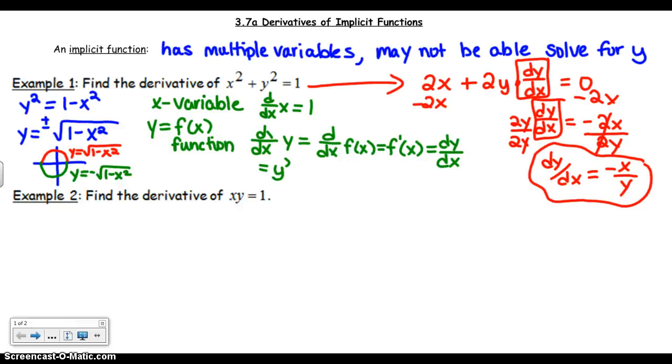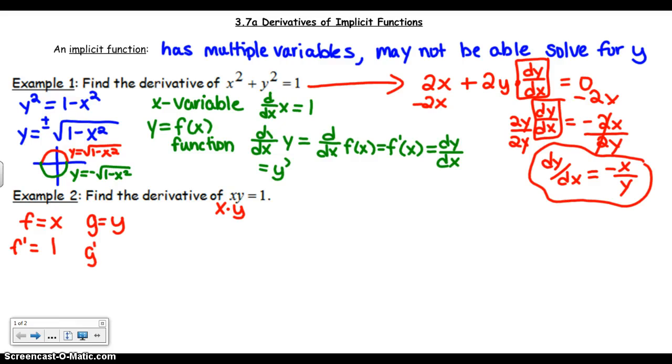So now we want to find the derivative of x times y equals 1. So you got to think of this. This is x times y. You got to think product rule. So the first function is your f, so x is your f, and the second function is your g, so g is y. So f prime is going to be 1. Remember, derivative of x is always 1.